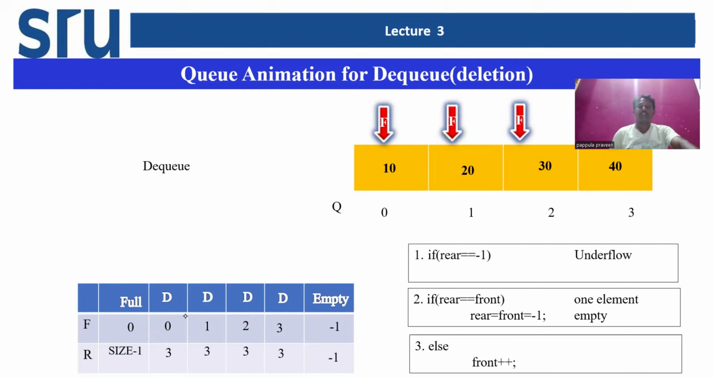So the 0th element is removed from the list. Now again, if you want to remove an element, front equals front plus 1. So that is also removed. The second element is also removed. The third element is also removed. So finally, your queue is empty because we are removing all the elements from the queue. This is the dequeue operation.